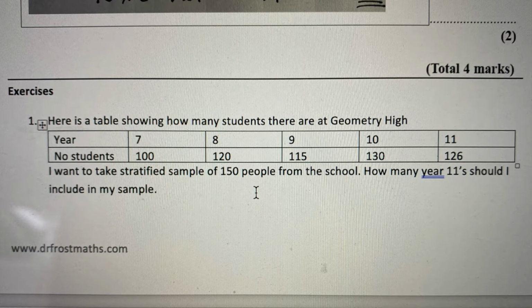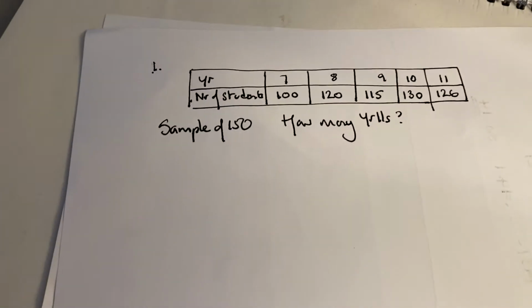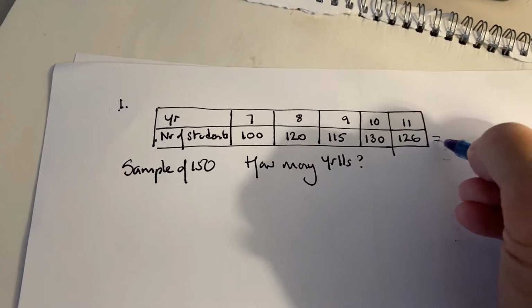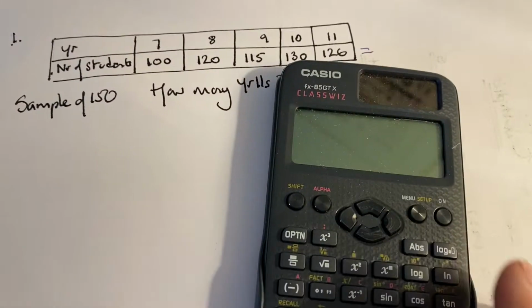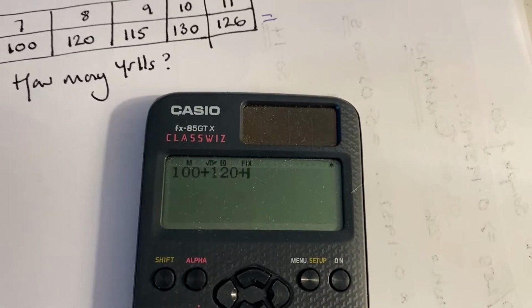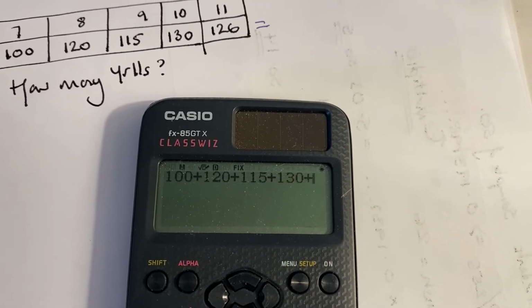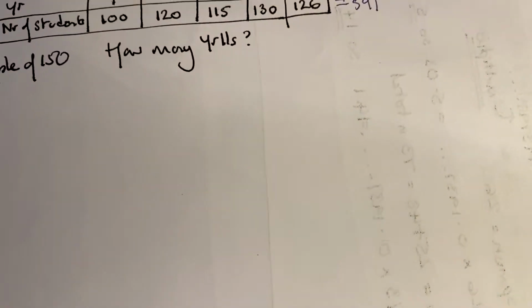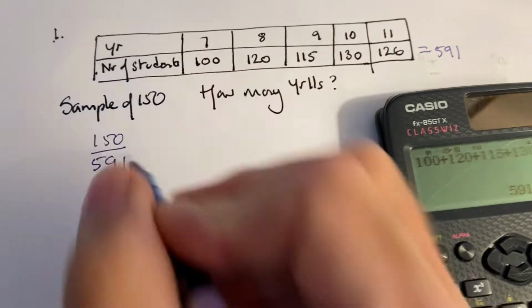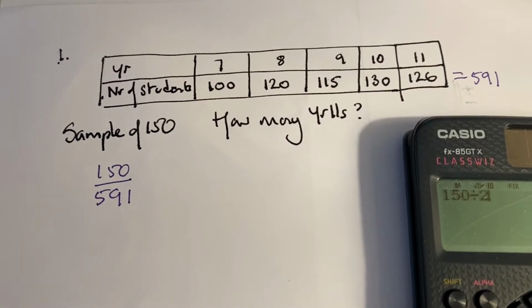So what we're looking at today is how to answer some of the questions. The first one here, you've got a sample of 150 and we want year 11s, so I need to first of all work out how many I've got in total, what number of students I've got. So I'm adding up all of those and I get my answer of 591. So therefore I do 150 divided by 591, and that gets my multiplier.